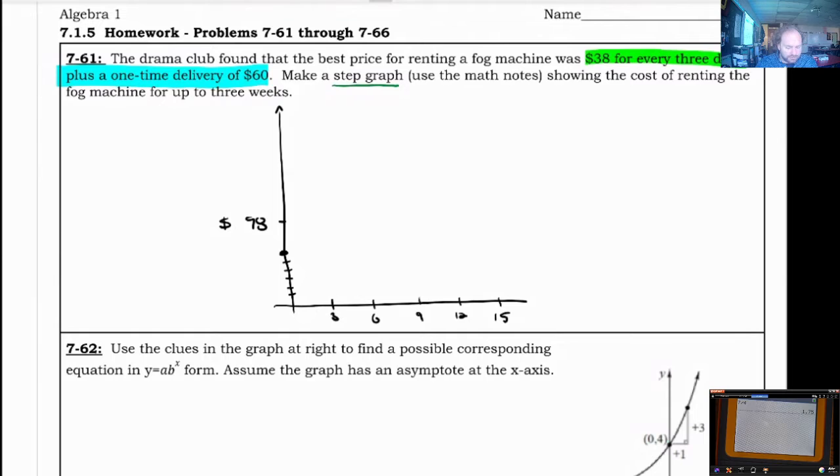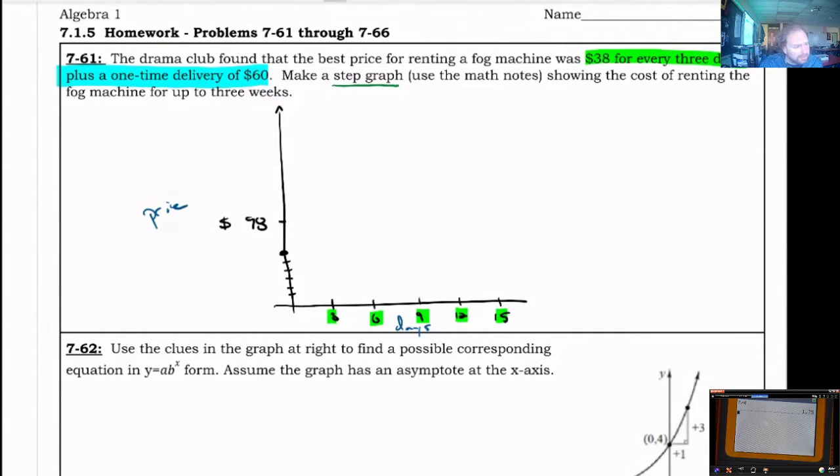61 we kind of started during the first hour, but I'll walk you through what's going on here. Drama Club found the best price for renting a fog machine is $38 every 3 days, which is why I got the days down here labeled with every 3 days. That's the number of days down here. And the price is going to be over here on the y-axis.